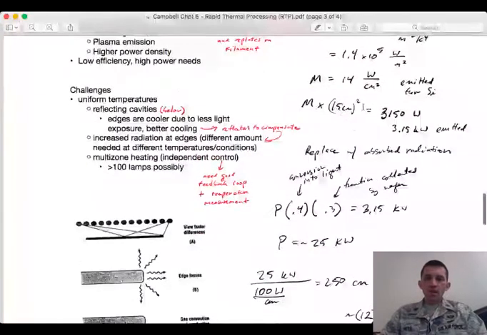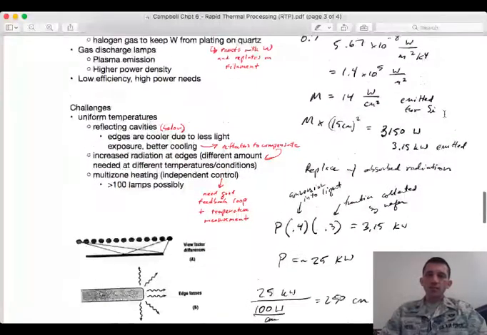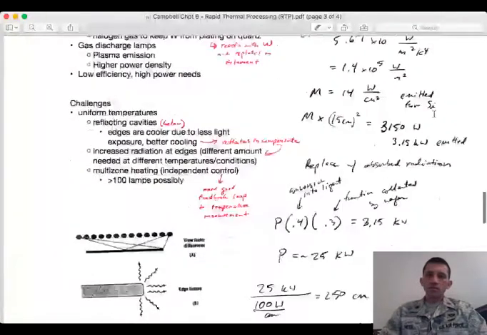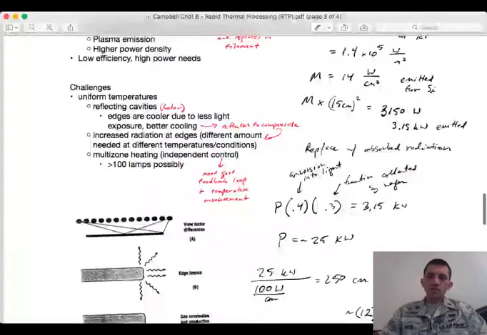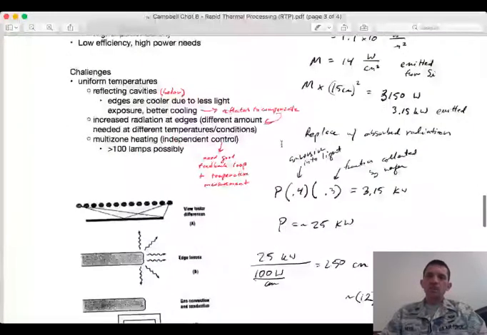And then we'll say that we have a wafer that is, say, 15 centimeters on the side. A relatively small wafer, so about 225 square centimeters, gives us a total emission from that small wafer of about 3 kilowatts. So in order to keep it at this temperature, we need to supply at least that much energy to maintain that equilibrium, because that's how fast we're losing it.